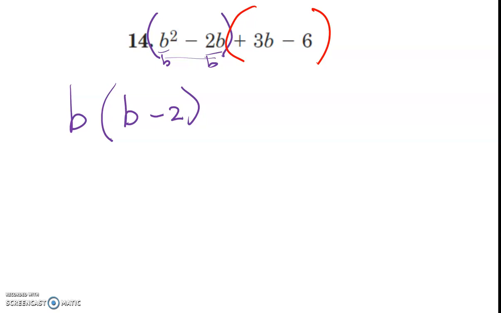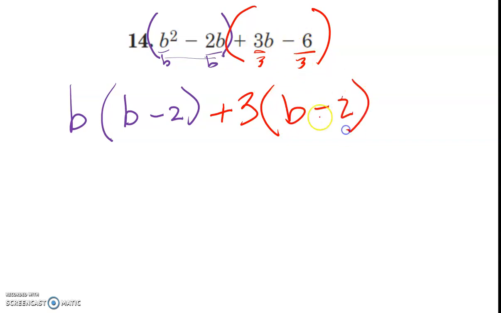So when I'm looking at the right side, which happens to be in red, I'm looking for a GCF. They happen to share a common 3. And I'm going to take out a positive 3 in this case. We'll see that change shortly. If I divide out a 3, I'm left with a B. If I divide a 3 out of the negative 6, I'm left with a negative 2.